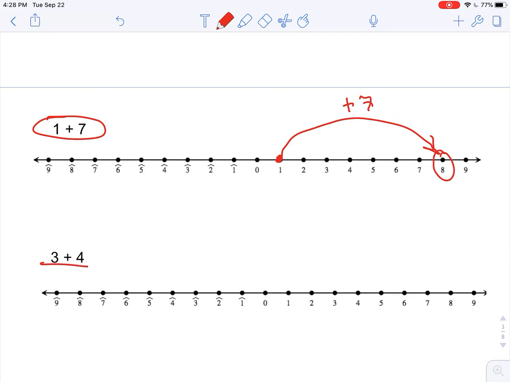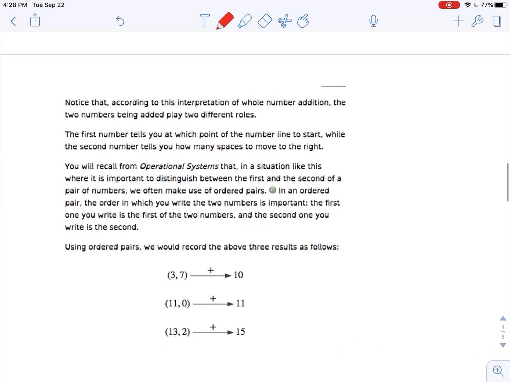And again, if I say 3 plus 4, that means I started at 3 and hop over 4 units, like so. All right. That seems easy enough.